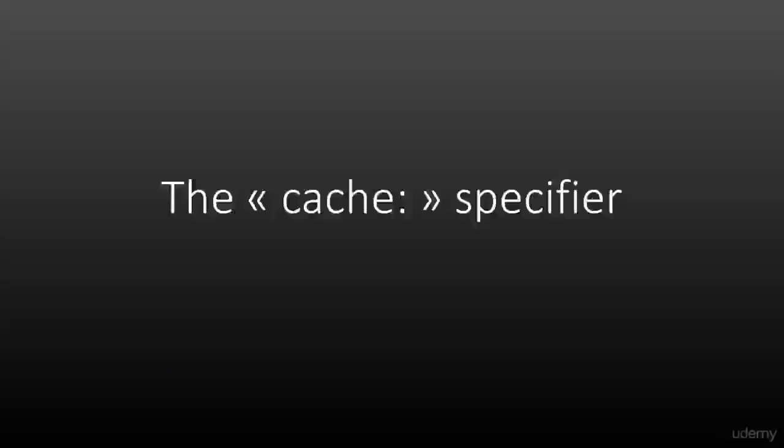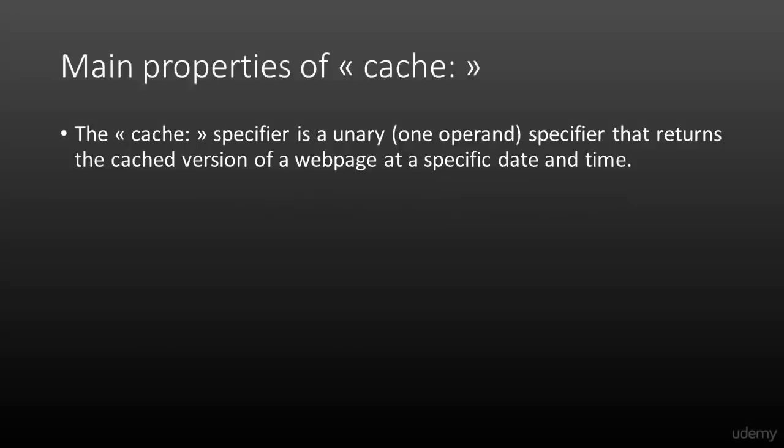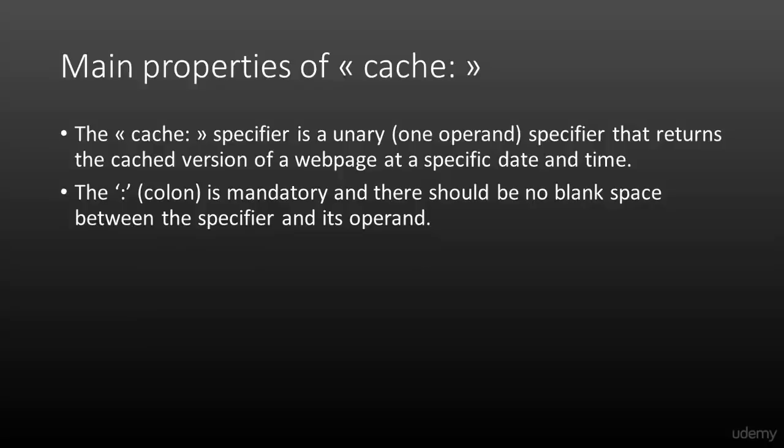Welcome to the section on the cache specifier. The cache specifier is a unary specifier, takes one operand, which is a URL, and it returns the cached version of a web page at a specific date and time. The colon is mandatory, and there should be no blank space between the specifier and its operand.